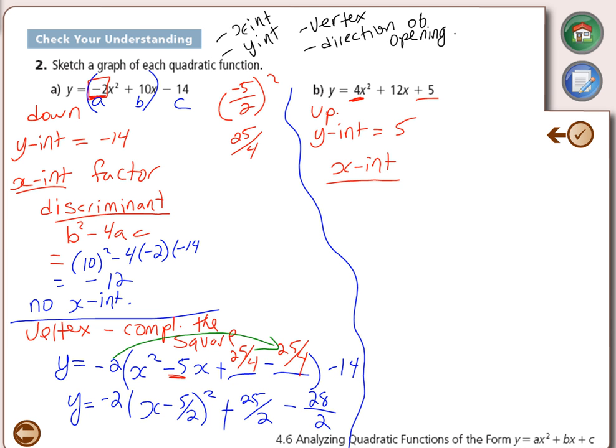Let's check if this one's factorable. If it's factorable, the discriminant, b squared minus 4ac, is going to be a perfect square. Let's check it out. So 12 squared minus 4 times 4 times 5. That gives me, when I plug it through, ooh, 64. That's a perfect square. That means this is factorable. So we're going to factor it.